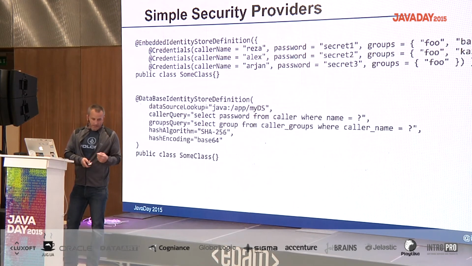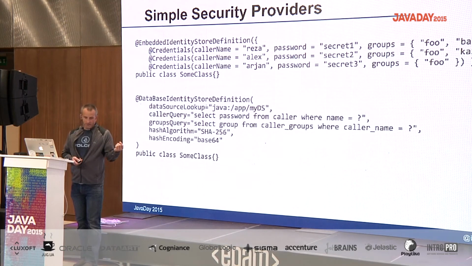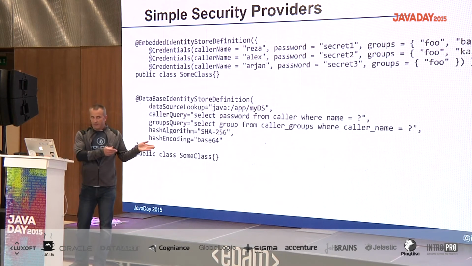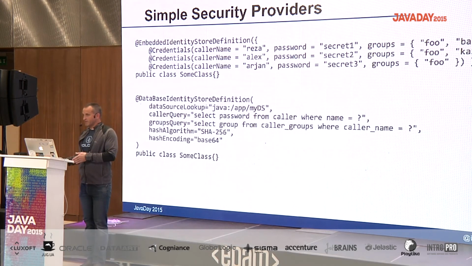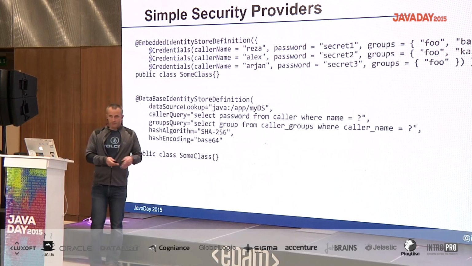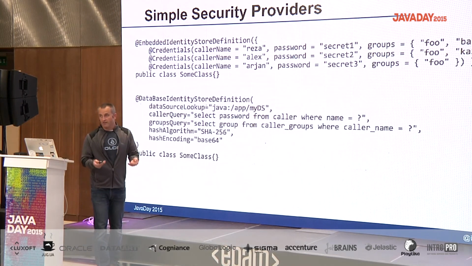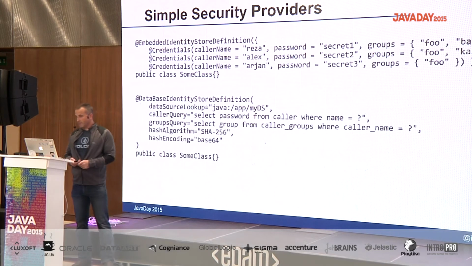And it also has an example here with the database identity store definition. And we actually have lots of pretty much working examples on our Git repositories on GitHub. So everything is available, and you can go in there and play around with it.